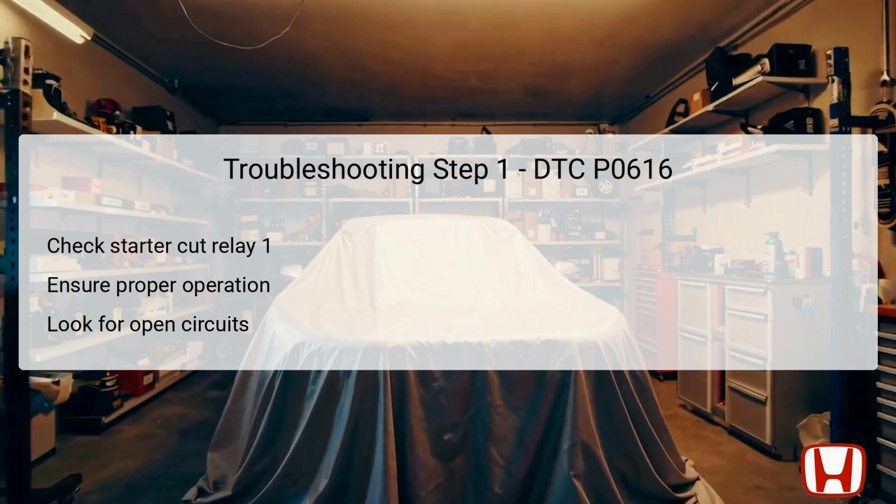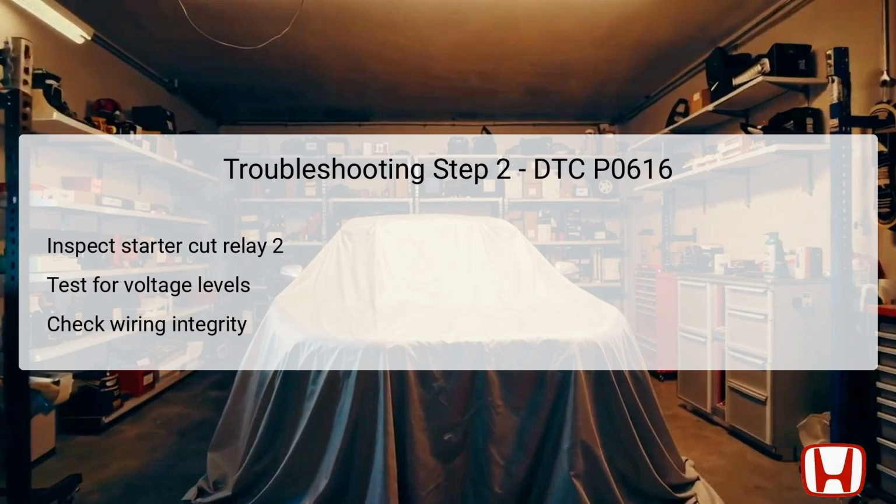This can be accomplished by using a multimeter to measure resistance and continuity across the relay's terminals, verifying that electrical connections are intact. If relay 1 is found to be malfunctioning, it will need repairing or replacing to restore normal operation. Establishing that this initial relay is functional is vital before moving on to investigate subsequent components in the starter control system. Following the assessment of starter cut relay 1, the next step is to inspect starter cut relay 2.